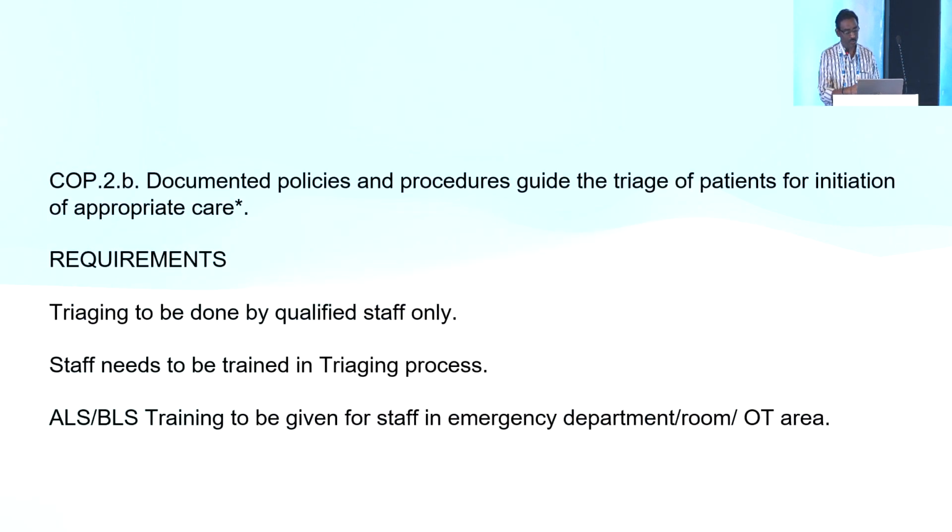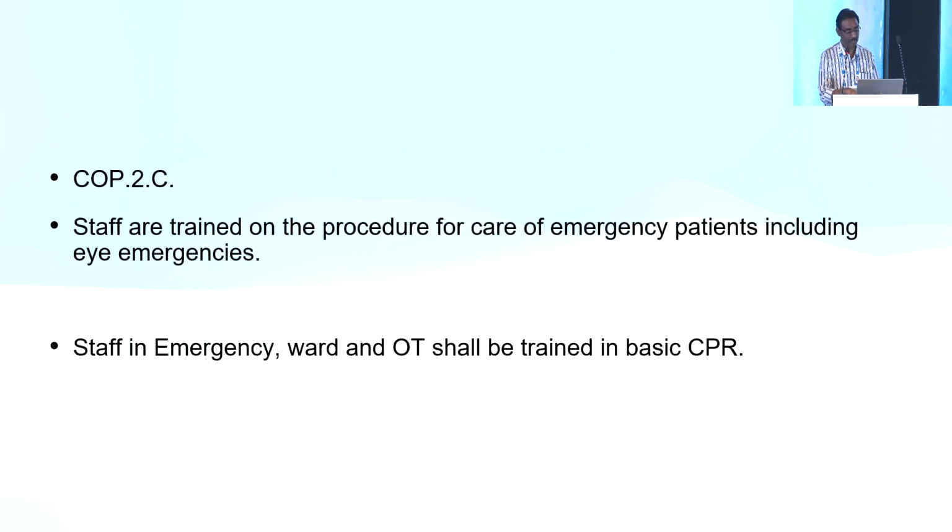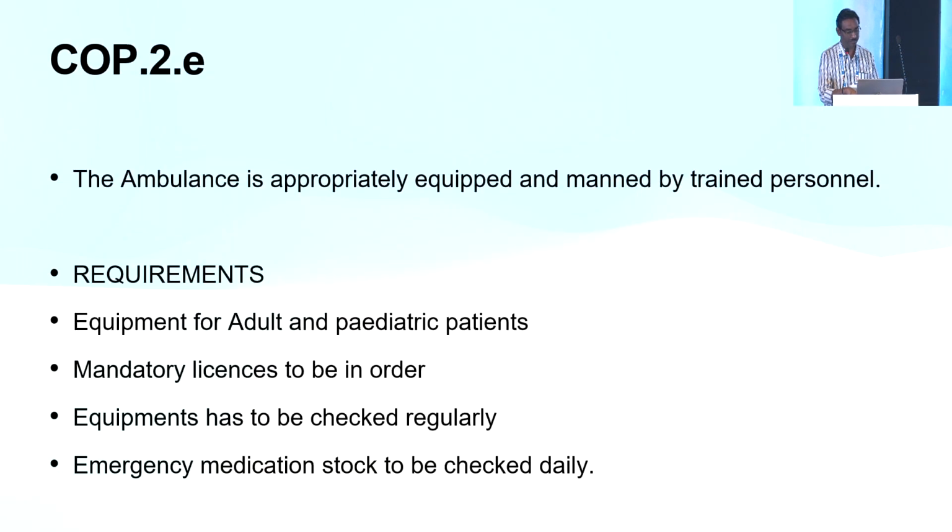So we had seen about triaging earlier, and the need for ALS and BLS training has been insisted. So staff has to be trained on the procedure for care of emergency patients, including eye emergencies. So requirements for an ambulance are equipment for both adult and pediatric patients, mandatory licenses, and this equipment has to be checked regularly. Emergency medication stock has to be there and has to be checked regularly.